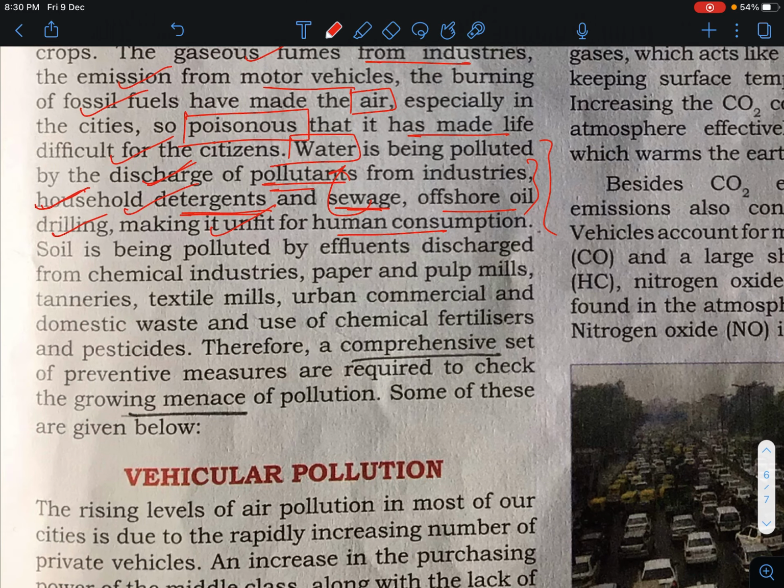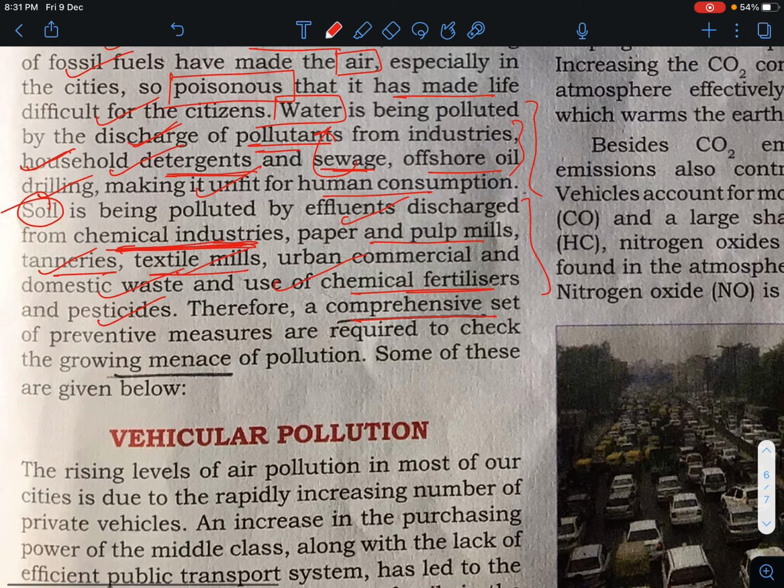Soil is being polluted by the effluents discharged from the chemical industries, paper and pulp industries, tanneries, textile mills, commercial and domestic waste, and the use of chemical fertilizers and pesticides. So how is the soil polluted? By the waste material discharged from chemical industries, paper and pulp mills, tanneries, textile mills, urban commercial and domestic waste, as well as chemical fertilizers and pesticides.